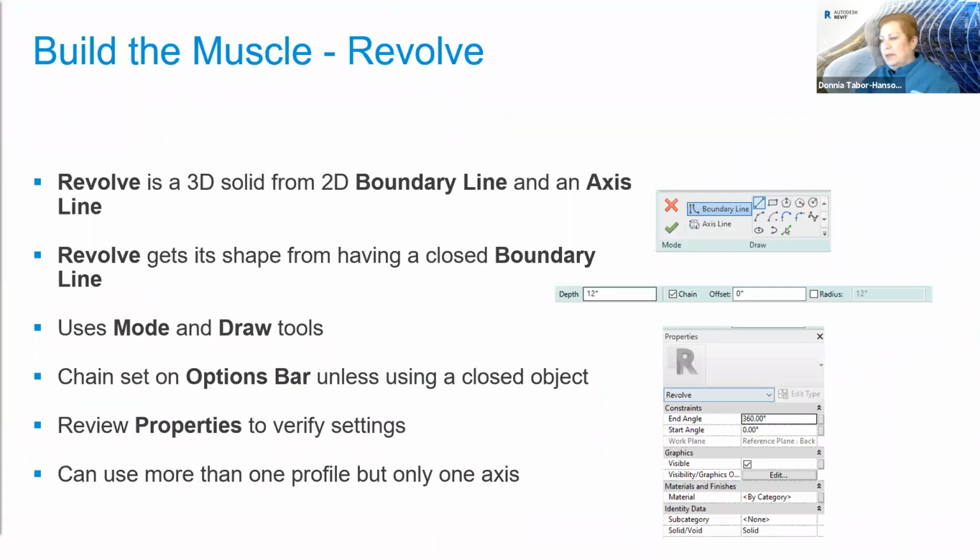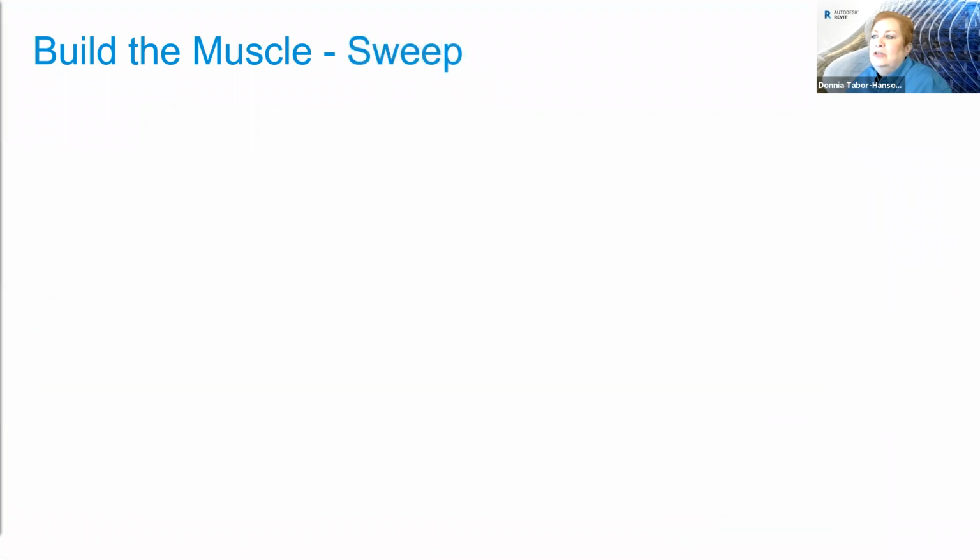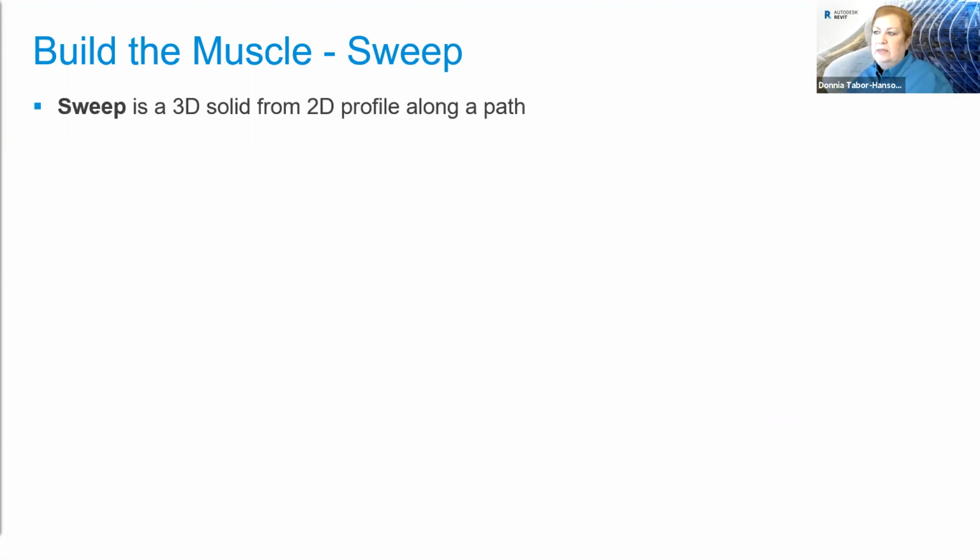The sweep is next. So with the sweep, it's got more stuff to do to it. So I'm going to go through a bunch of things, and then we're going to go play with them. The sweep is a 3D solid that moves along a 2D profile path.